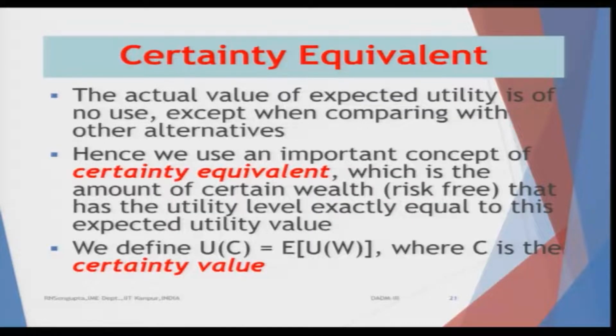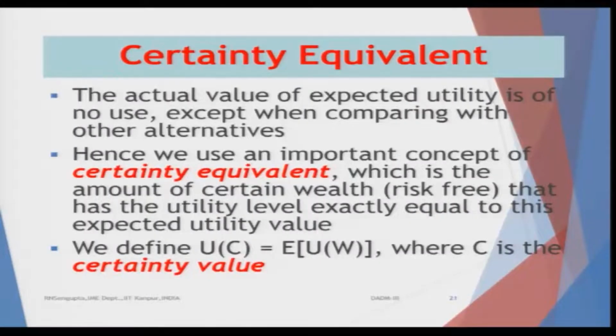Hence, we use an important concept of certainty equivalent, which is the amount of certain wealth or risk free wealth that has the utility level exactly equal to the expected utility value. So, based on that, we find out where the expected value and the certainty value are matching. Certainty value means it is a non-probabilistic, deterministic decision, while in the utility case you have a probability, hence based on that you want to find out the expected value. Thus, the utility level exactly equals the expected utility value. So, we define the certainty value to be UC, where U is the utility function, as E, the expected value of the utility function.